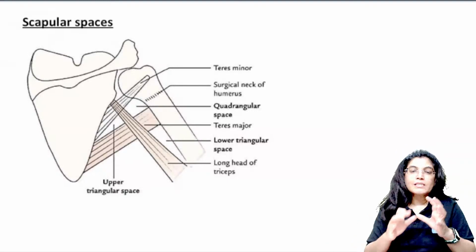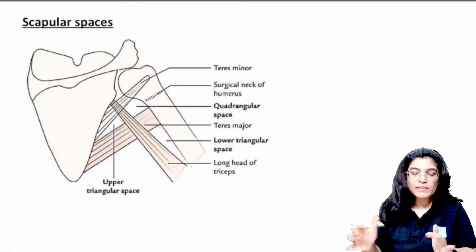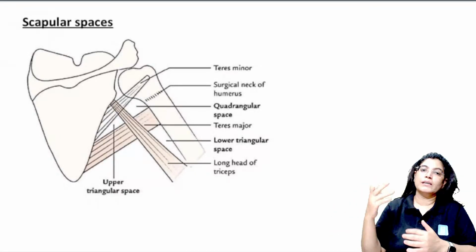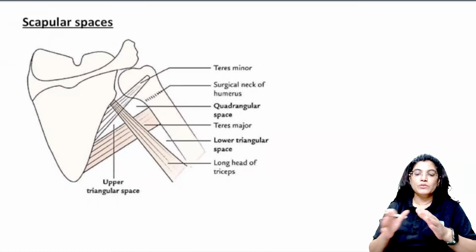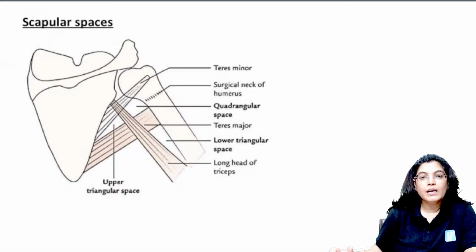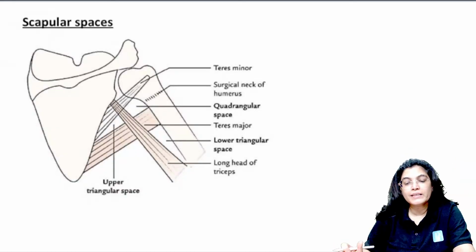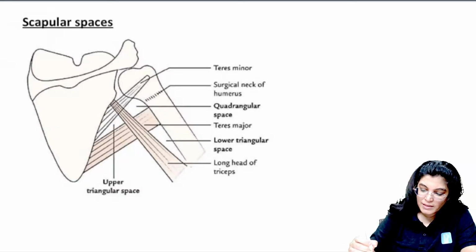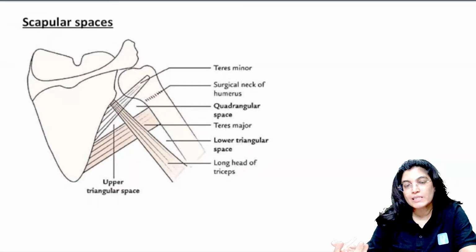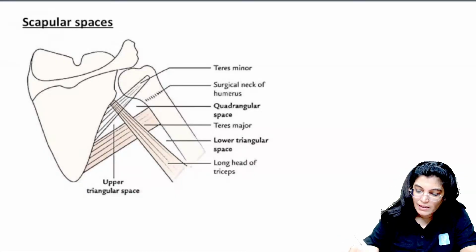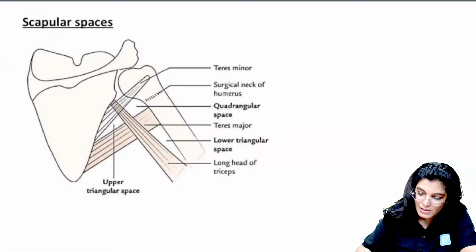When I'm talking about subscapular spaces or intermuscular spaces in the scapular region, when you go for the dissection of the scapular region posteriorly, there are intermuscular spaces. Let me first describe this, and then we can look at the boundaries and the contents also. Basically there are three spaces, as you can see in this diagram.